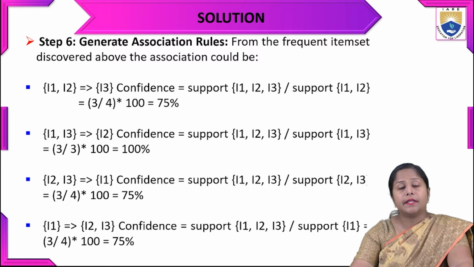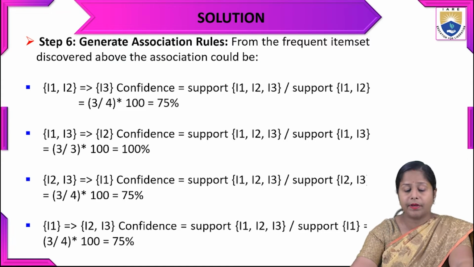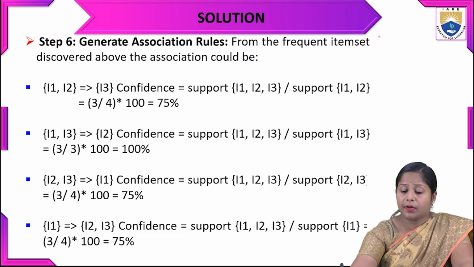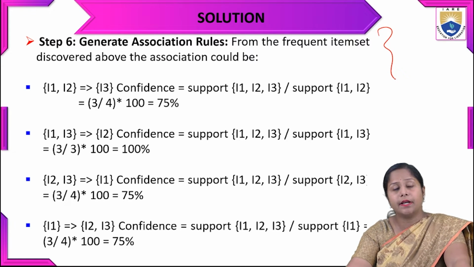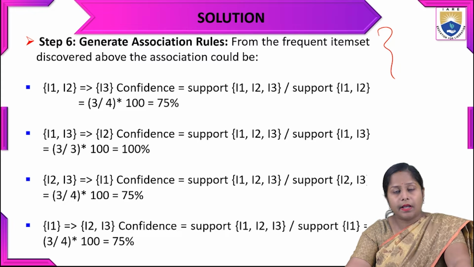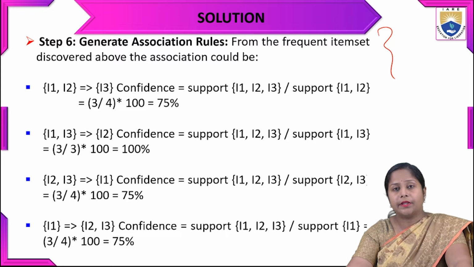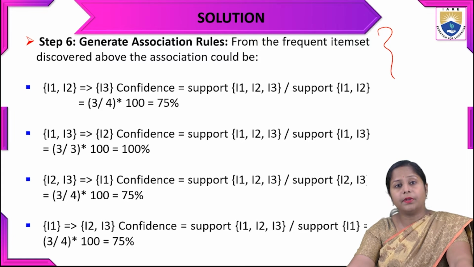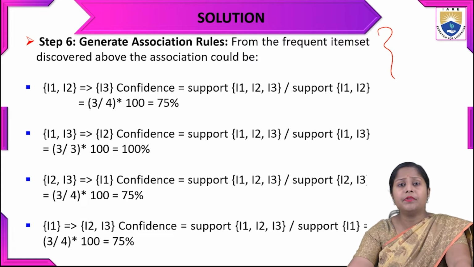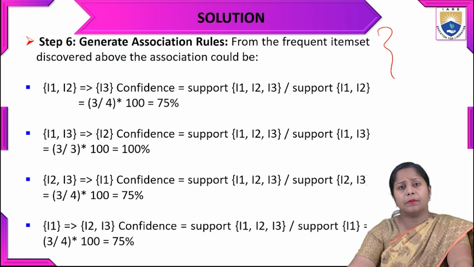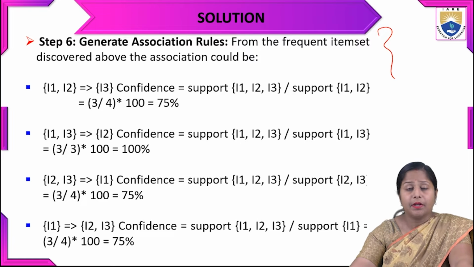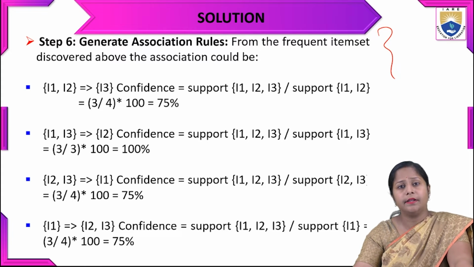So in the next step, we have to create the association rules. We have to form and generate the association rules. From the frequent item set discovered above, I1, I2, I3, there will be some possibilities. We will form which items can be there and what dependency can be there, as a particular item or dependent item. So there will be the consequent and subsequent.